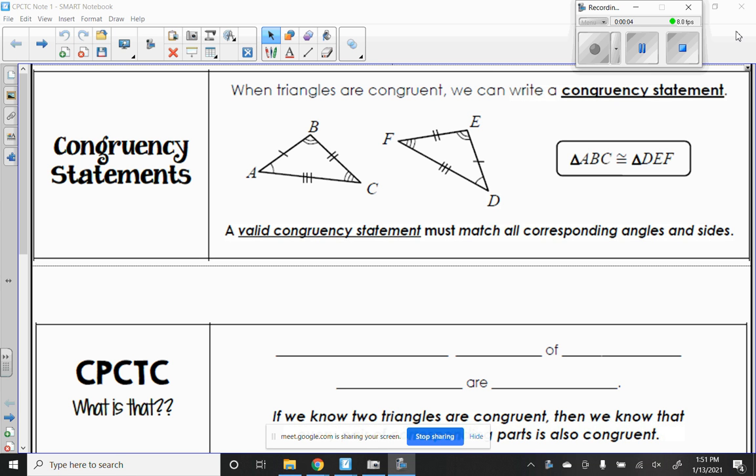Here's our CPCTC video. Already, I talked to you about a congruent statement. So here's a congruent statement. Angle A is first, so it must be equal to angle D because it's first. Angle B is marked second, so angle E is marked second. Those two letters must both be in the middle.